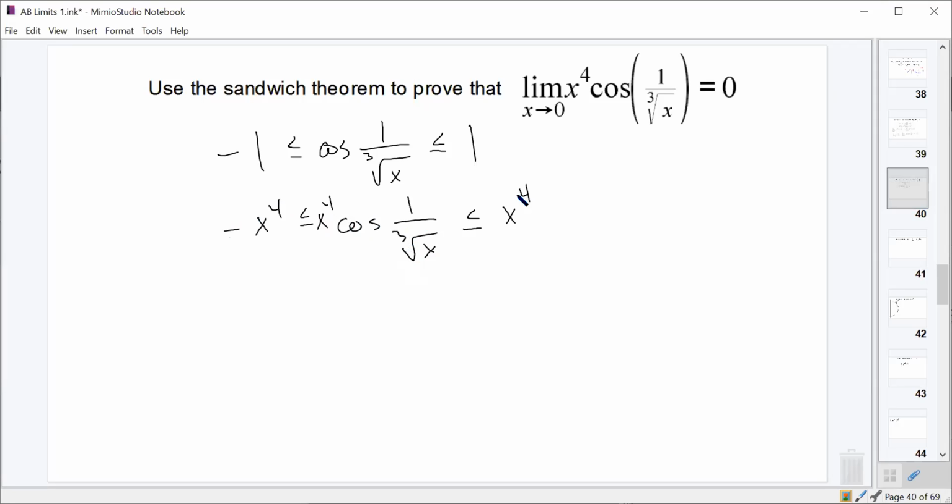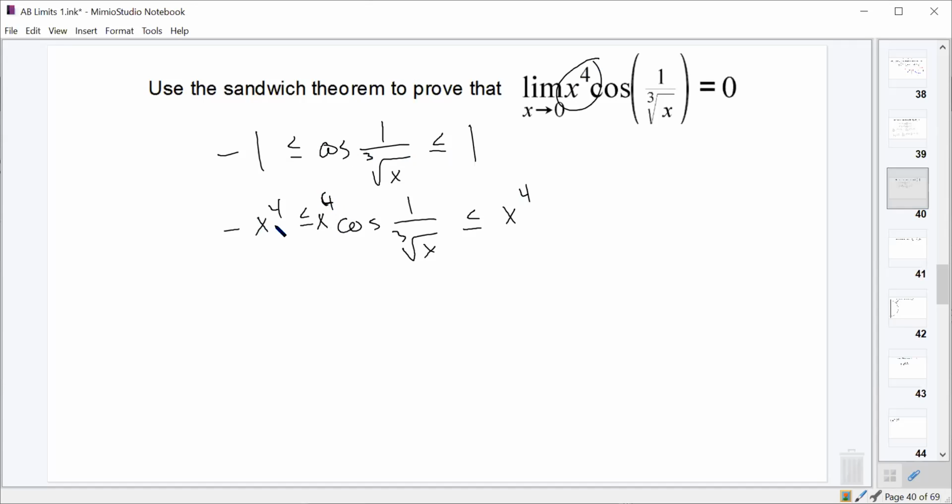I'm just confused on the way you got from the -1 to the -x to the 4th. How'd you replace 1 with x to the 4th? All I did was multiply each piece of this inequality by x to the 4th because I needed to have an x to the 4th in the middle. So I'm just going to put it in there by multiplying each piece by x to the 4th. So -1. Oh, okay, thank you.